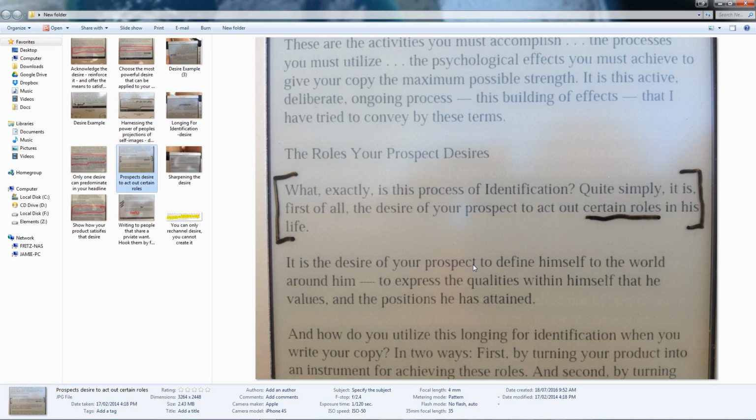So, let's use the lawnmower example. He is very concerned about the appearance of his lawn. Now you can get a fairly good understanding of the character of that kind of person if you add up enough of those behavioral traits. So it is, to continue reading, the desire of your prospect to define himself to the world around him, to express the qualities within himself that he values and the positions he has attained.